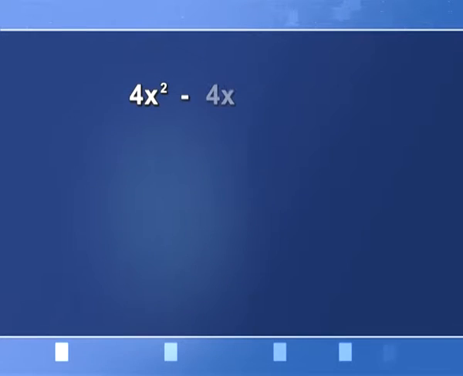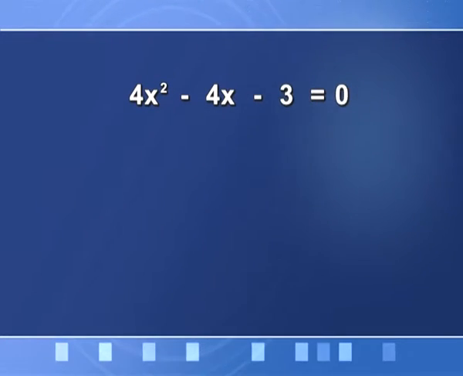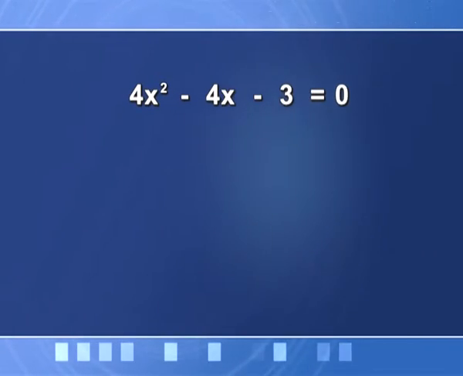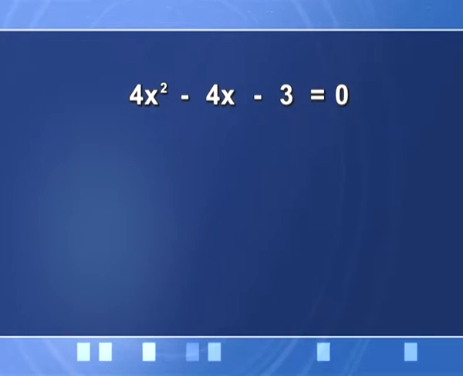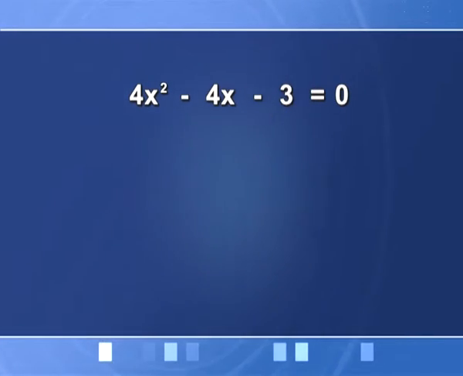We consider yet another equation. This time the equation that I am considering is 4x square minus 4x minus 3 is equal to 0. Now, we want to solve this equation by factorization. To factorize, we have to split the middle term in relation to the first and the third term, so that we are getting two factors.